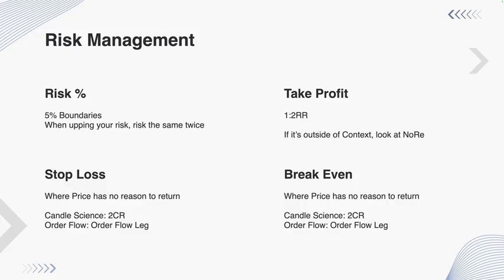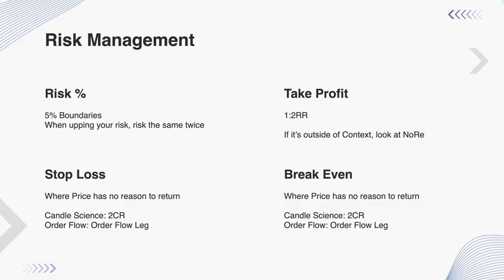And if it's outside of context, look at no resistance right there. In the beginning, I would advise focus on 1 to 2 RR. Eventually, you can potentially even scale it up to 1 to 3 RR, seeing what the data tells you, seeing what you prefer as well. But if you're just starting out, I would advise focus on 1 to 2 RR.